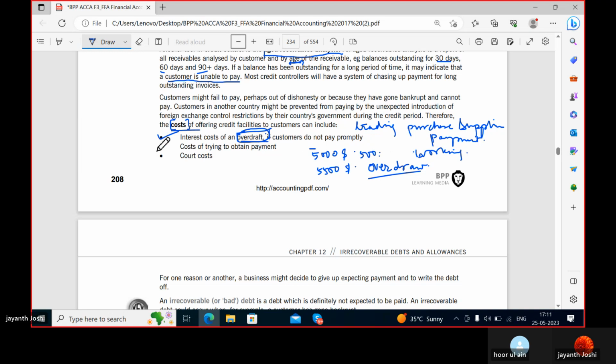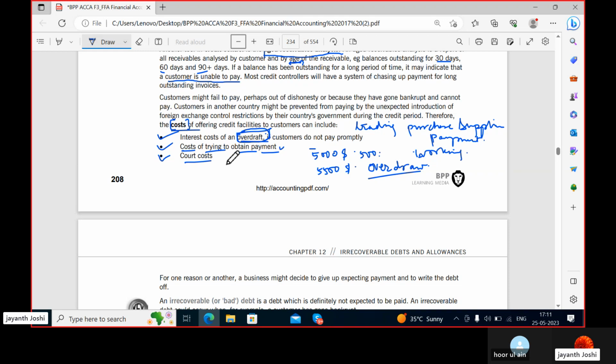Now, the second kind of expense is the cost of trying to obtain payment. Regularly we are reminding the customer that you have to make payment, and someone has to get involved in that. So we have to pay salary to that particular person who is always reminding the customers to make the payment. That is the cost of trying to obtain payment.